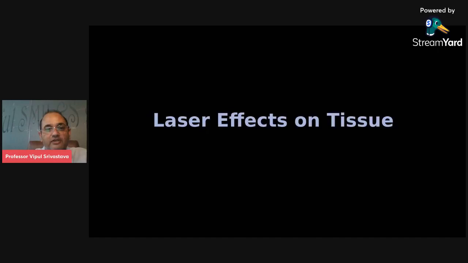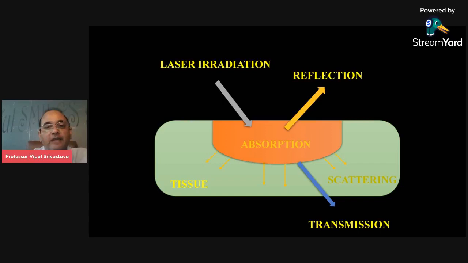Wherever laser light hits the tissue, there can be four phenomena. I simplified it as RATS. Laser light can either get reflected, absorbed, transmitted, or scattered. These are the four phenomena which happen. RATS again. So these are the basic features of laser light. Again, it can get reflected, transmitted, scattered, or absorbed. For surgery, remember, we need the light to get absorbed.